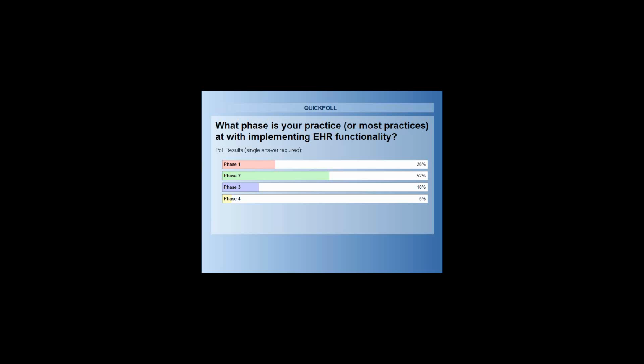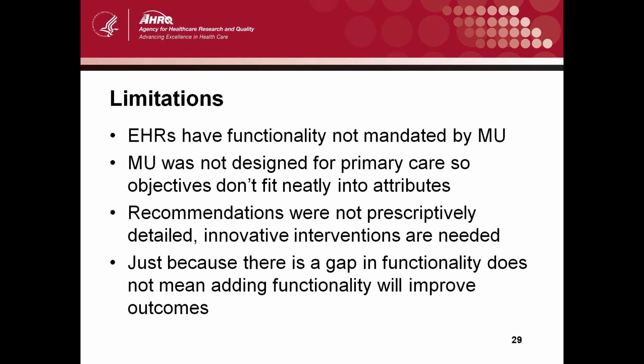So, the model that we used to come up with some of these recommendations, think of this as a roadmap of things that we should be working on, both in terms of adding new electronic health record functionality as well as implementing, as well as policy to support this. It does have limitations. As I said at the beginning, electronic health records have functionality not mandated by meaningful use. Meaningful use wasn't designed necessarily to support the primary care objectives, so they don't neatly fit into the attributes, although it provided us a useful model for thinking more objectively about things that we needed to work on.